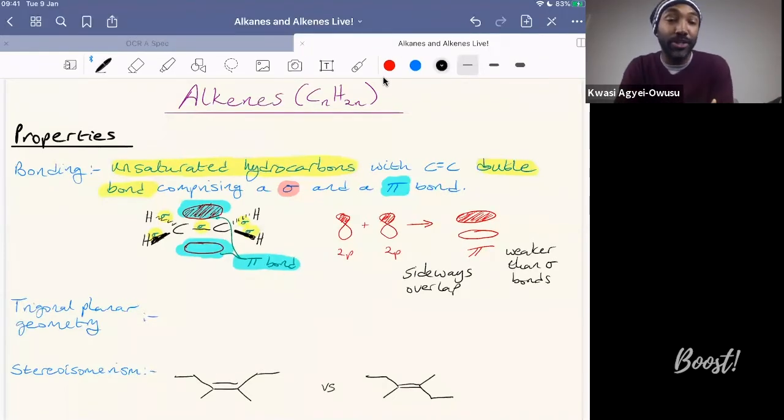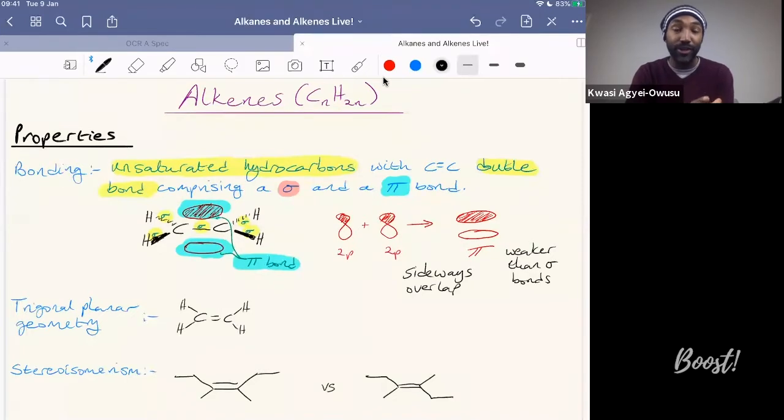The other thing to consider is the geometry, or the shape, about the double-bonded carbon atoms in your alkene. Again, going through the same process we did for working out the geometry of the alkanes, we need to consider the number of bonding pairs and the number of lone pairs, if there are any. In this instance, we will have three regions of electron density. So looking at the alkene, let's again use ethene as our example. So we've got essentially three regions of electron density.